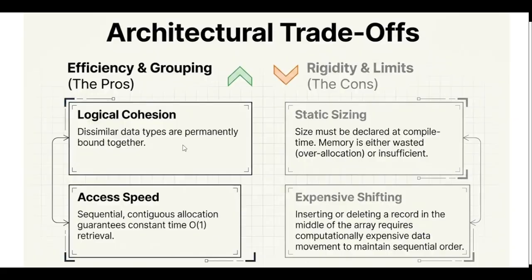When we use the structure, it contains different data types together. And when I have to access any element, when I have to retrieve any data, it requires constant time. In the disadvantages, the size must be declared at compile time, otherwise there is wastage of space. And when we have to insert a new record, there is a need for shifting of the elements, and it is very expensive.